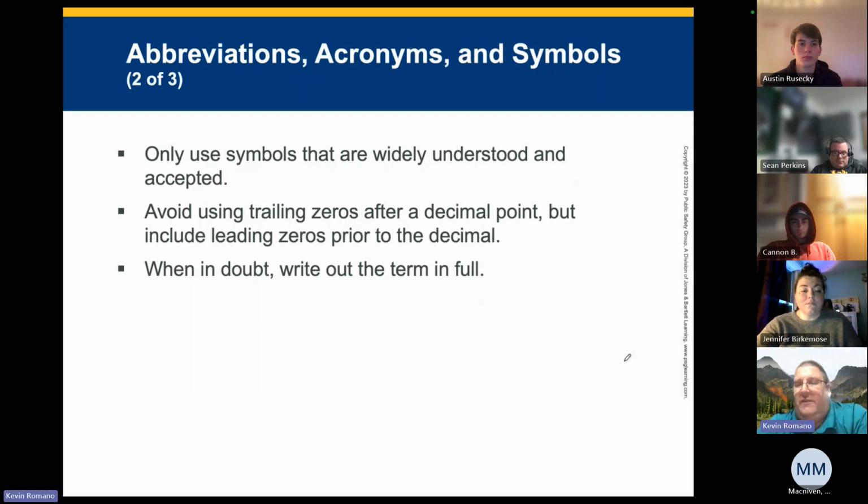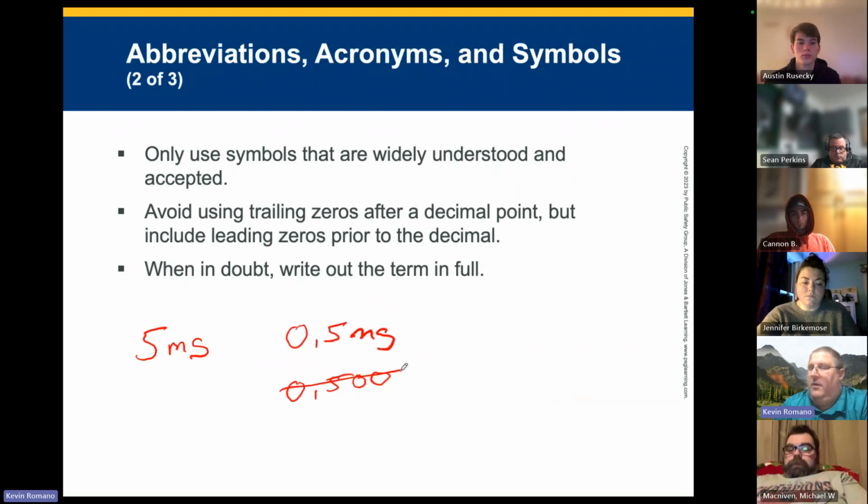Avoid using trailing zeros after a decimal point, but include leading zeros. This is something that is very important to understand. What they mean by that, right, is if you have a medication that's 5 milligrams, it would just be 5 milligrams. If it was 0.5 milligrams, it'd be 0.5 mg, not 0.500. That can be very confusing. So we're going to cross that one out, right?